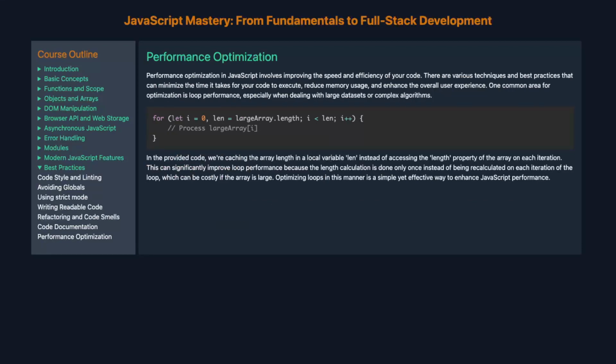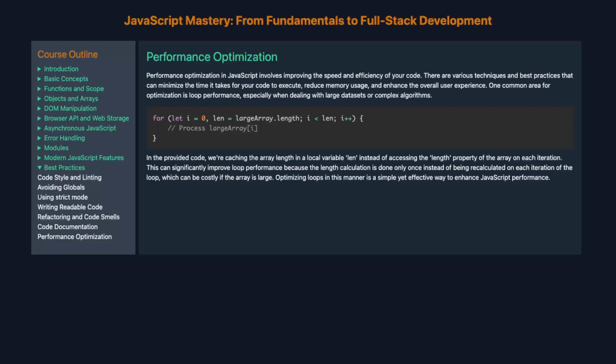Performance optimization in JavaScript involves improving the speed and efficiency of your code. There are various techniques and best practices that can minimize the time it takes for your code to execute, reduce memory usage, and enhance the overall user experience. One common area for optimization is loop performance, especially when dealing with large datasets or complex algorithms.